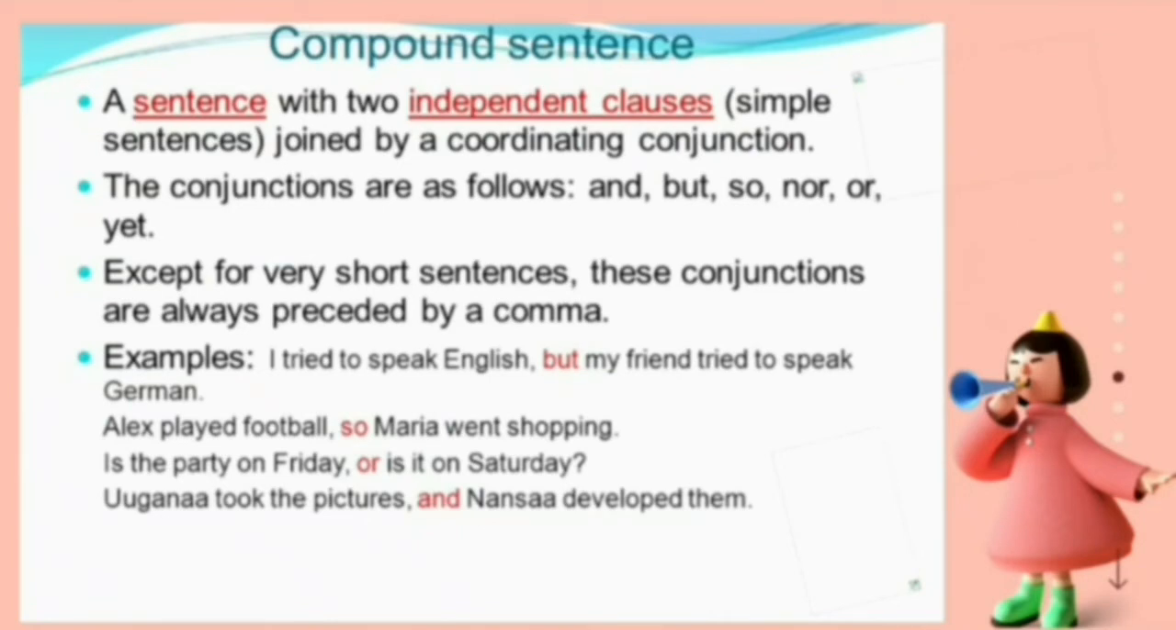Alex played football, so Mary went shopping. Again we are getting two independent clauses, joined together with a punctuation comma and so. Is the party on Friday or is it on Saturday? So it is again joined with the conjunction or.